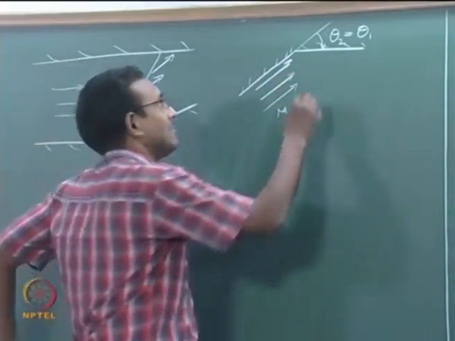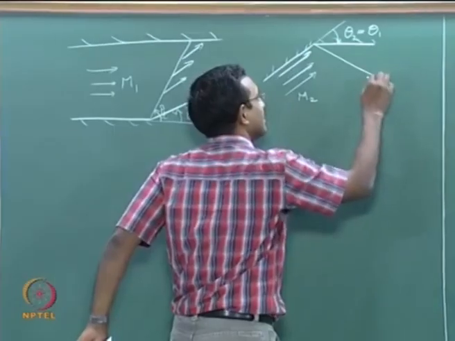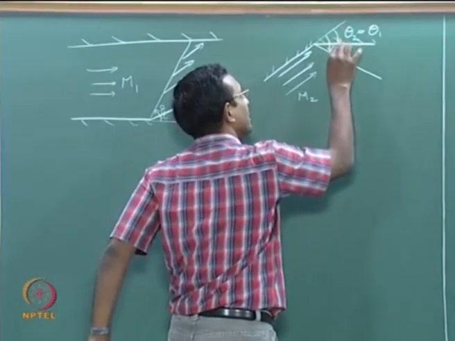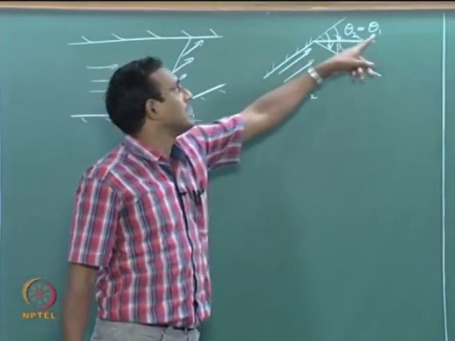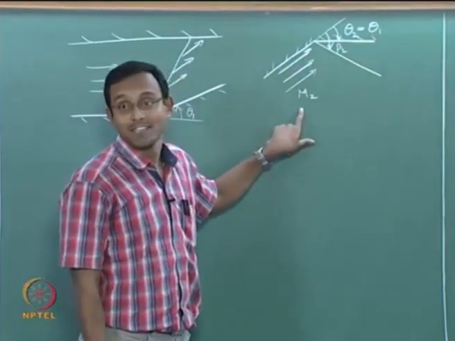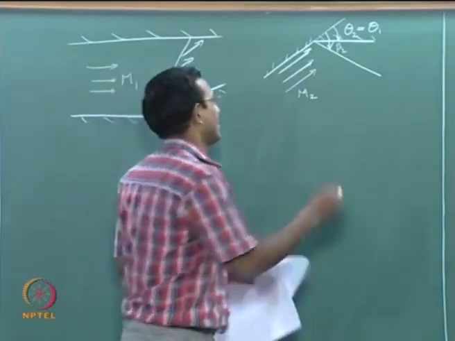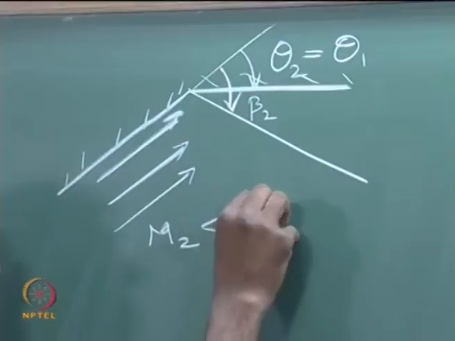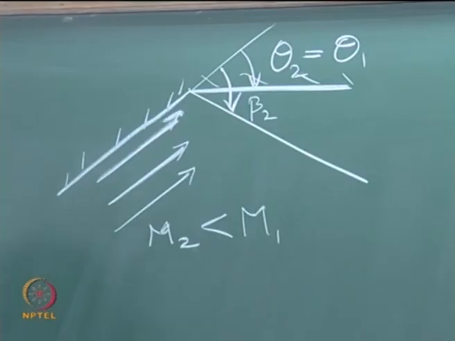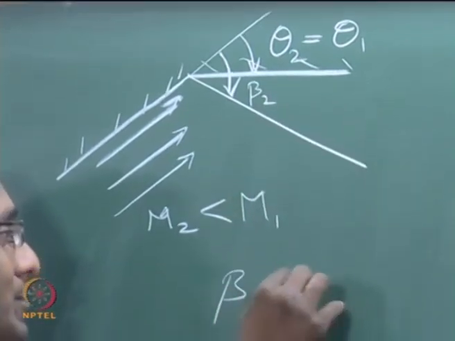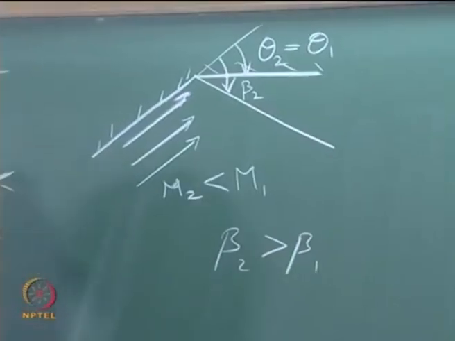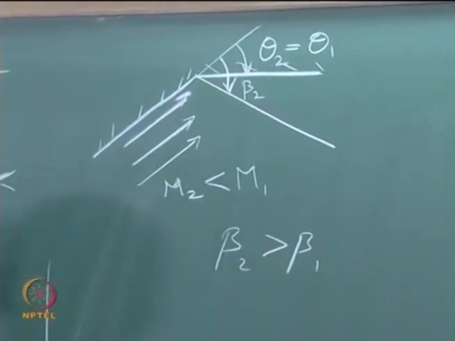So, I will have a shock that is going to go like this and this will be its beta value. Okay. Theta 2 is same as theta 1, but M2 is definitely less than M1, right, because that is what it will be from an oblique shock, and beta 2, if you go and calculate, it will be more, beta 2 will happen to be more than beta 1. Why? Just from looking at simple theta-beta-M curve.